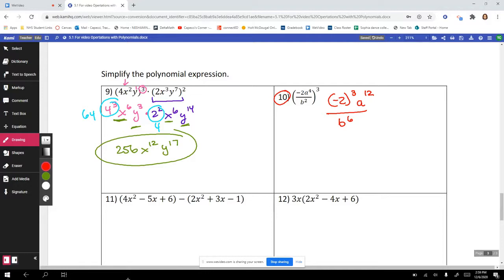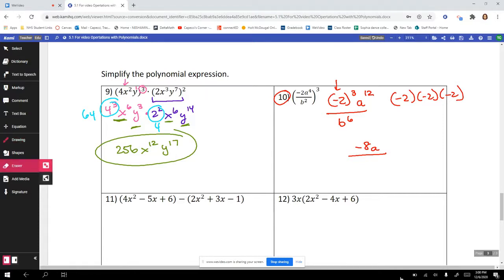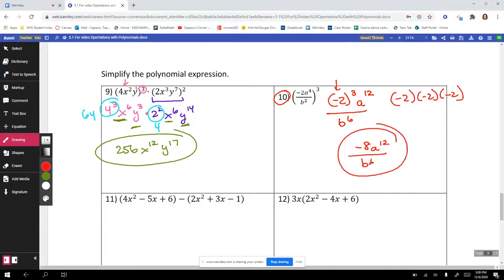Now, when we have a negative base, we have to be careful. In this case, I'm multiplying it 3 times. So if I were to do that, that's going to give me a negative 8. So I have a negative 8 on the top, a to the 12th over b to the 6th. I'll rewrite that a little bit better.